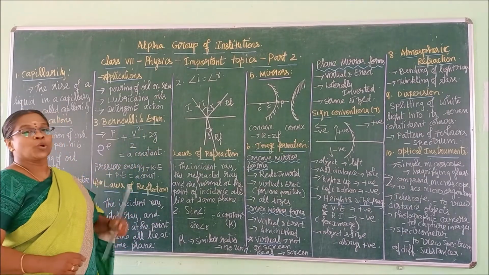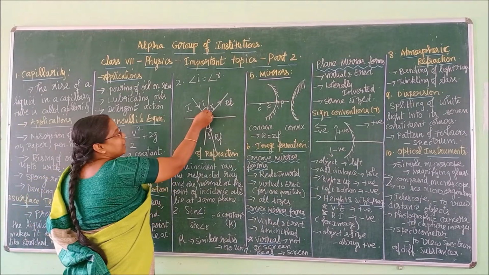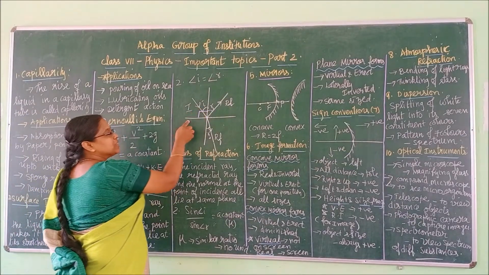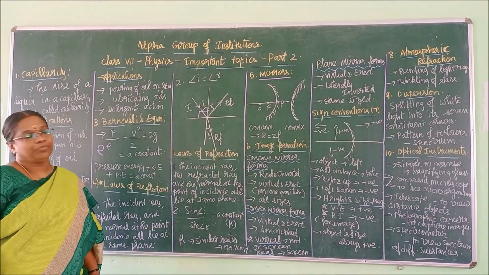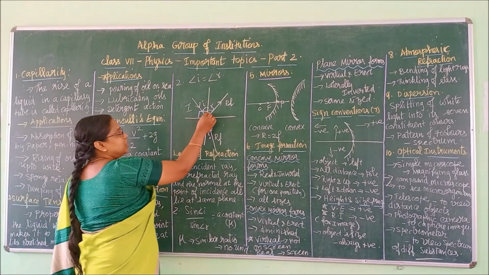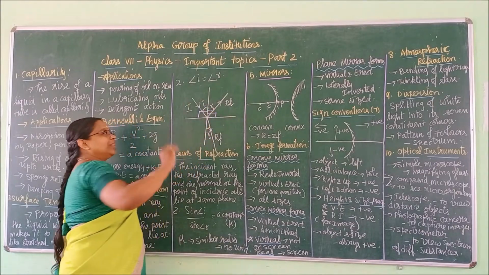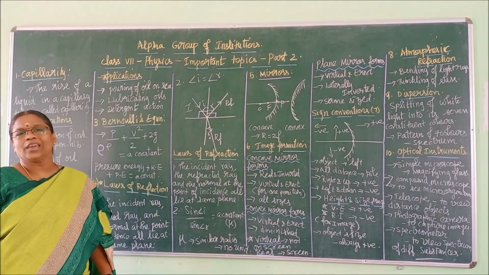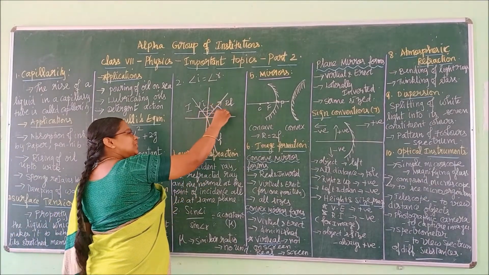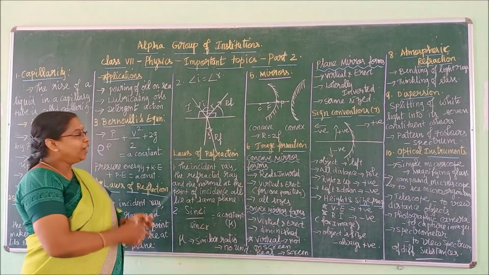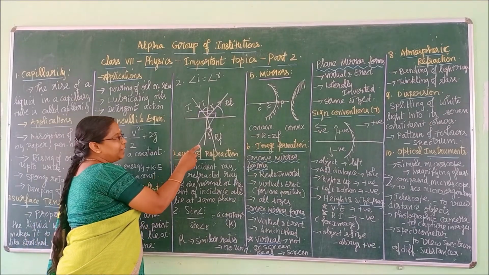Now some points you have to remember. The angle between the surface and the normal is 90 degrees. It's a right angle, no? So the angle between the normal and the surface, wherever we take it on the surface, is 90 degrees. So what about this angle? This complete angle is 90 degrees.